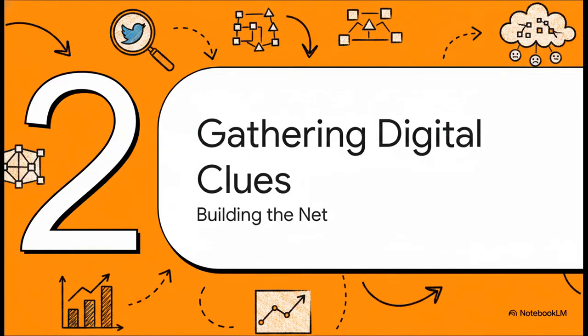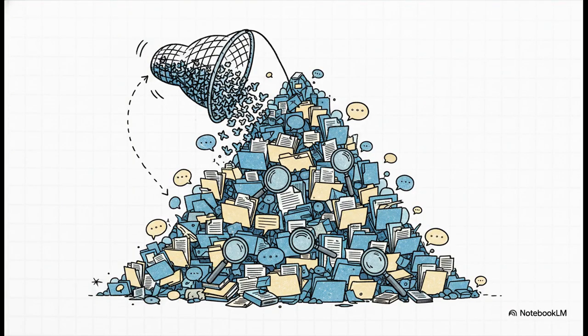Which brings us to step 2, gathering the digital clues, or building the net. Because having access to Twitter is one thing, but actually capturing the right data is a whole different ballgame. To collect all this raw evidence, the researchers didn't actually use Twitter's official API, which has a lot of limits. Instead, they built a custom net using an open-source tool called SnapScrape.